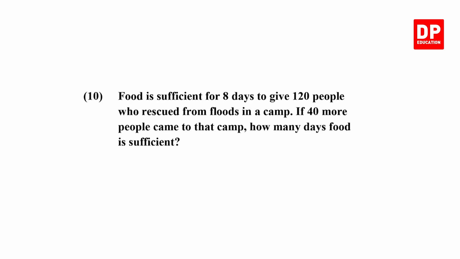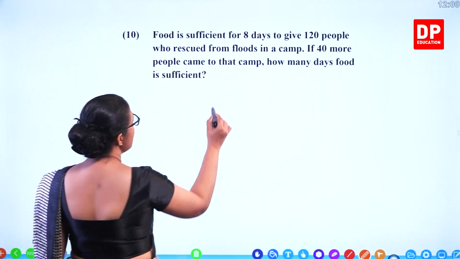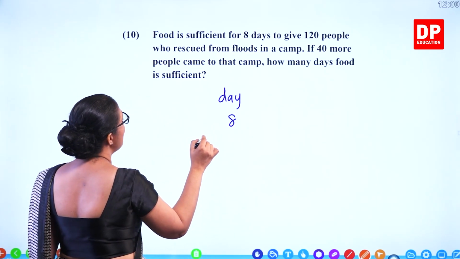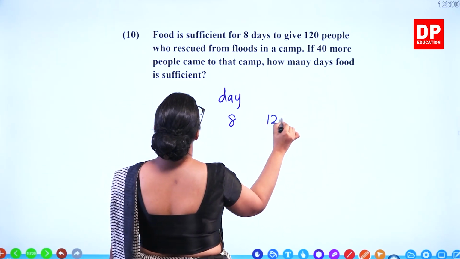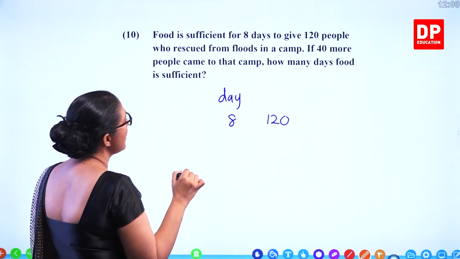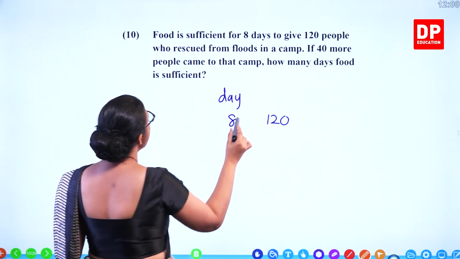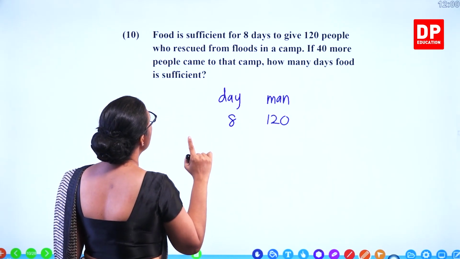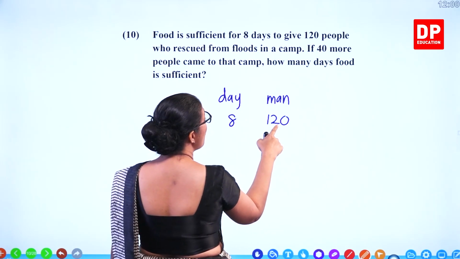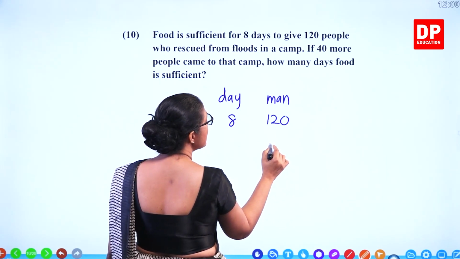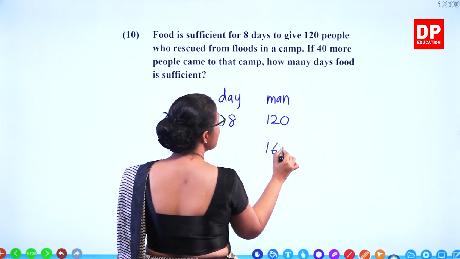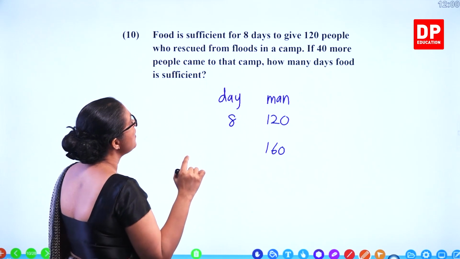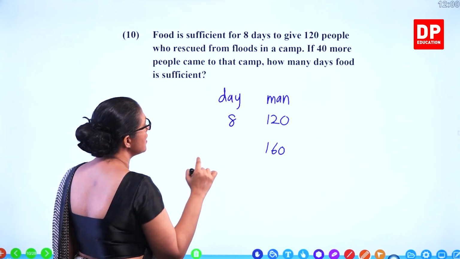Question number 10. Food is sufficient for 8 days to give 120 people who were rescued from floods in a camp. We'll put man or something. Then if 40 more people came, so 40 more, then the total is 120 plus 40, 160, came to that camp. How many days is the food sufficient?